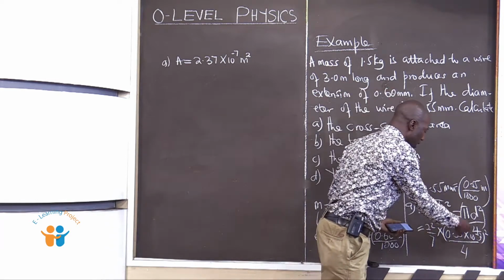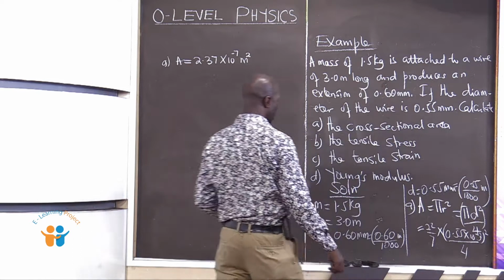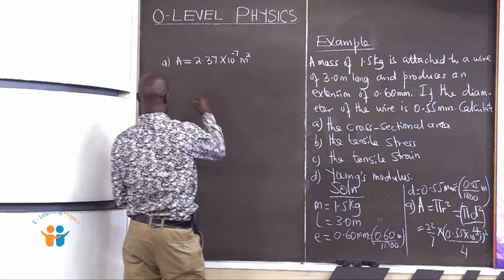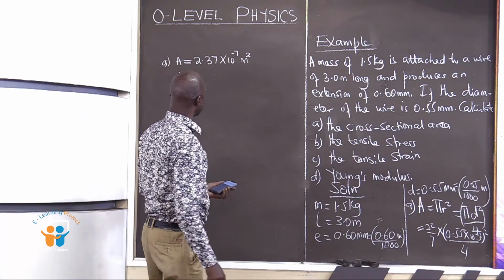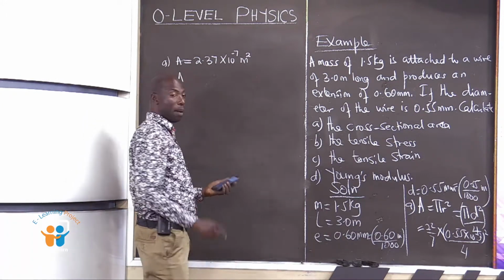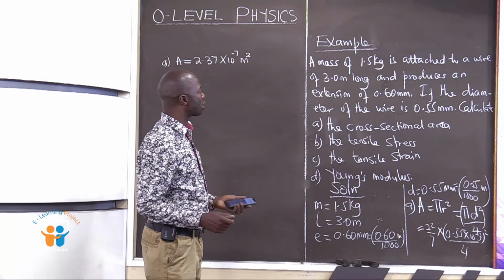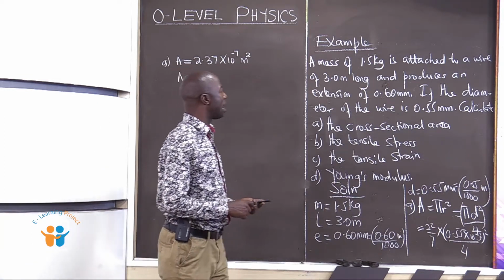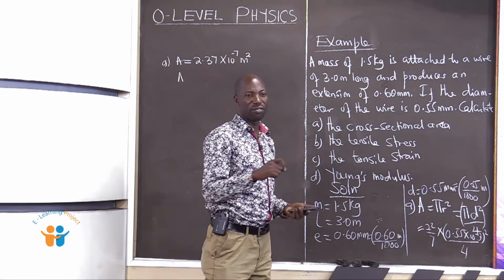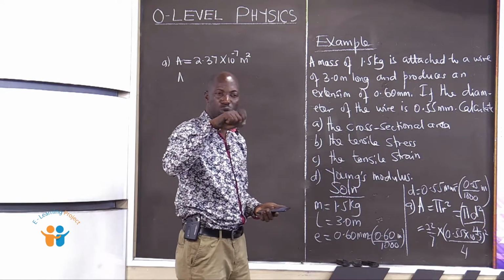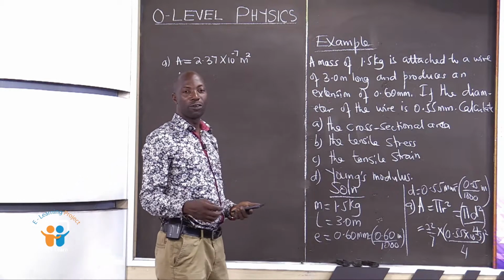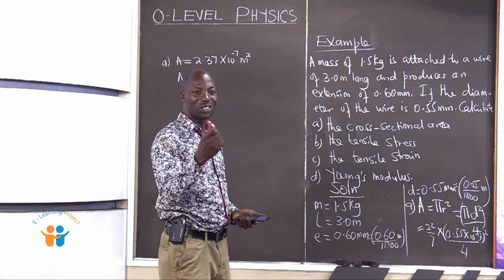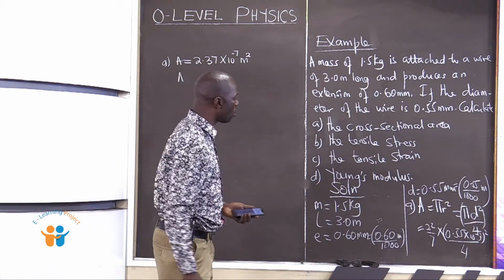So we work out this and we get our answer. My calculator is giving me the area as 2.37 times 10 to the power negative 7 meters squared. Remember, this is a very small wire which has a diameter of 0.55 millimeters. We cannot say a diameter of 10 centimeters. Remember, the wires we are dealing with are usually very small wires.